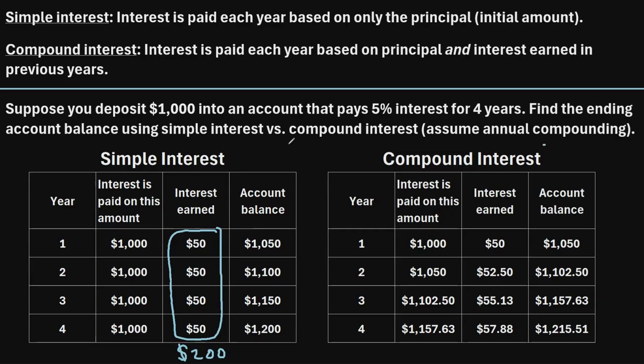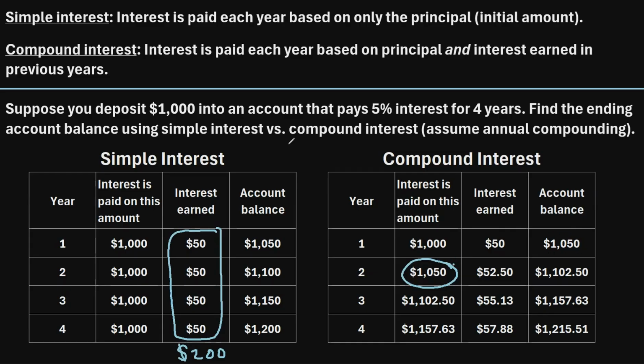Now let's instead consider if you were being paid compound interest. So on year 1, you're getting paid 5% interest on the $1,000 that you deposited. So 5% of $1,000 is $50. So your ending account balance at the end of year 1 is $1,050. But here's where things change. In year 2, that 5% interest is now being paid on the $1,050. So it's being paid on the ending account balance of the previous year.